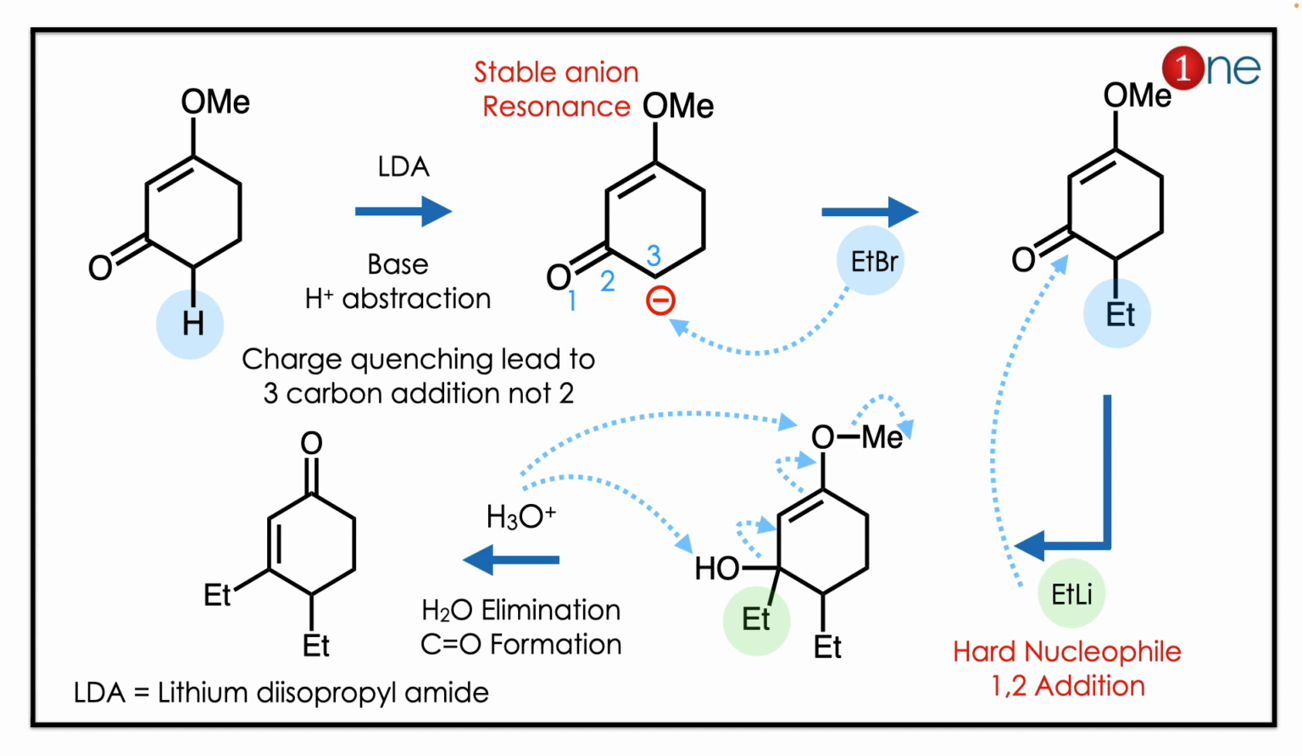Then ethyl lithium attacks. Ethyl lithium is a hard nucleophile. It originates from lithium, so 1,2 addition happens. Then you have double bond migration. Further hydrolysis leads to the ketone, which is a conjugated ketone. Basically, you are ending up with diethylation.